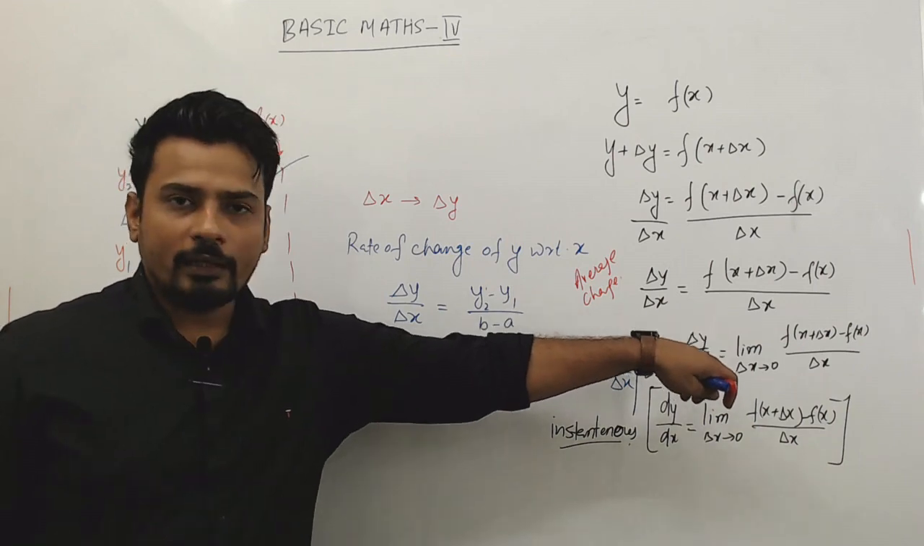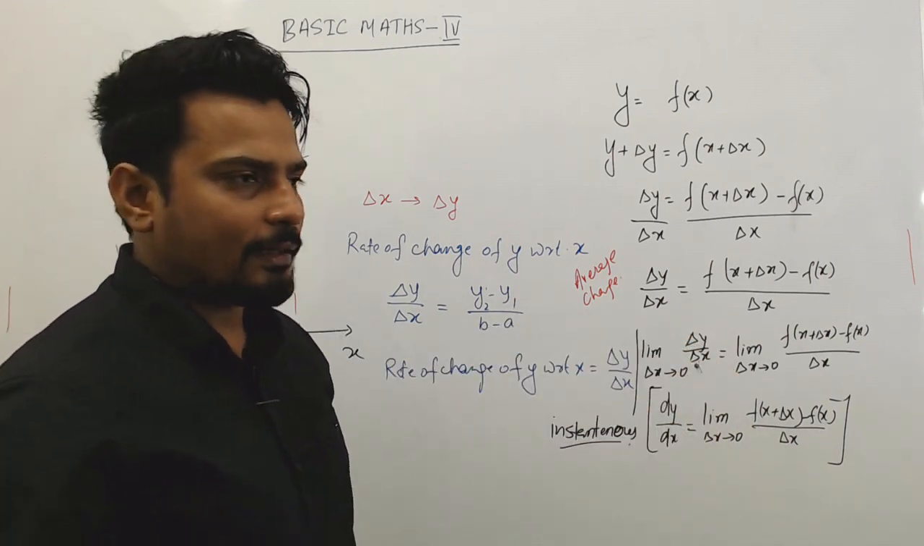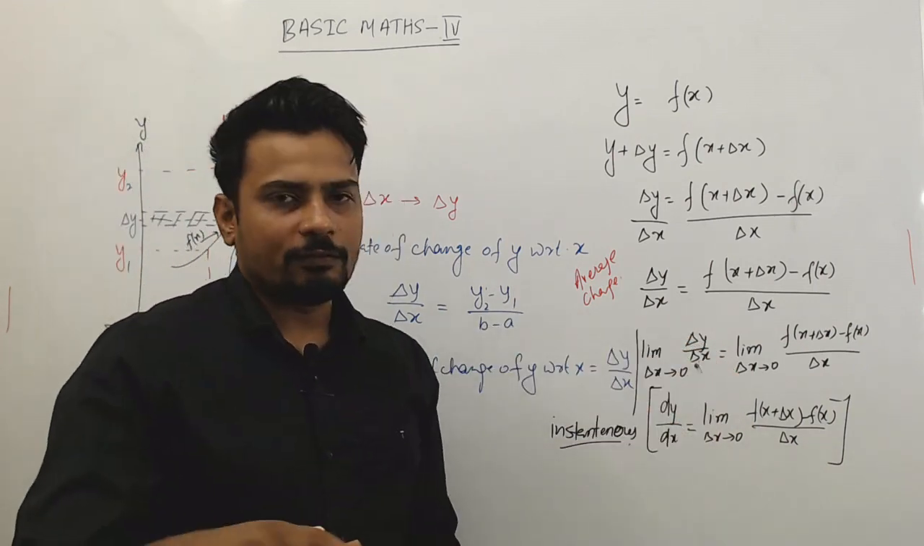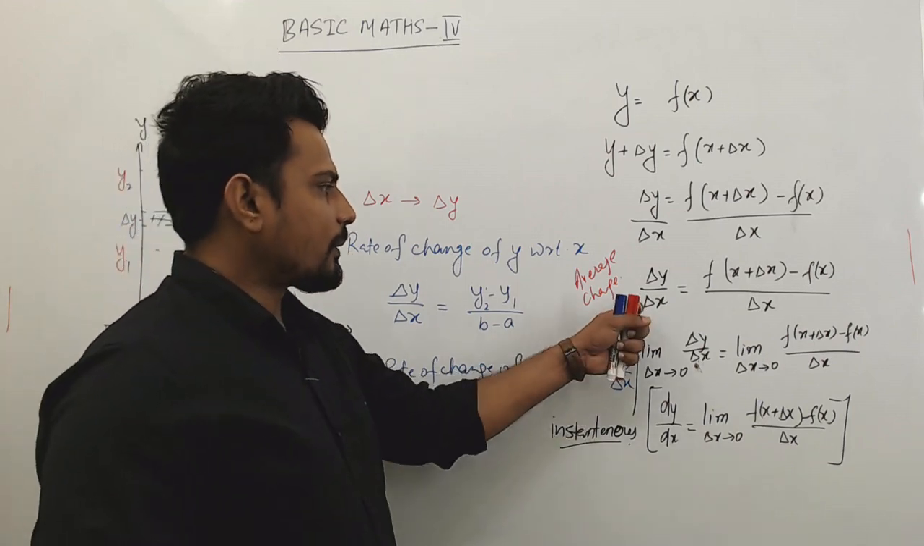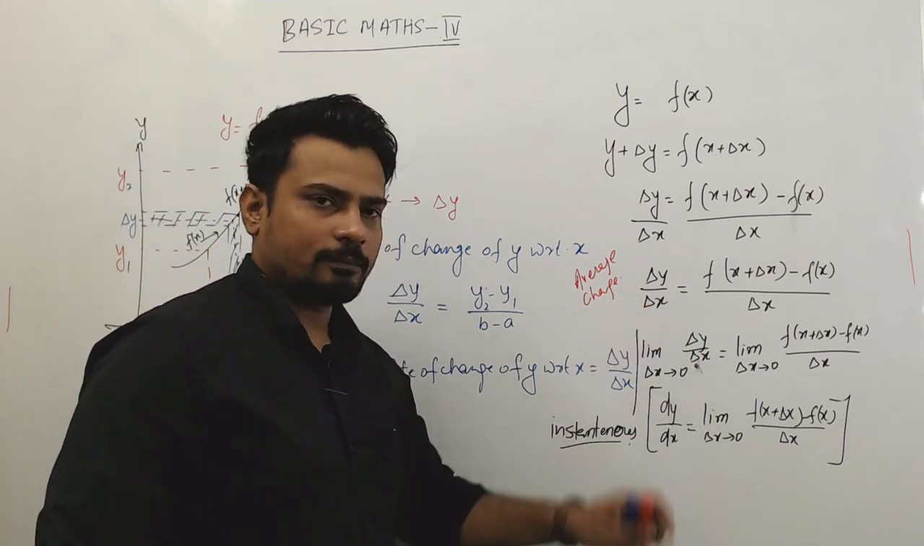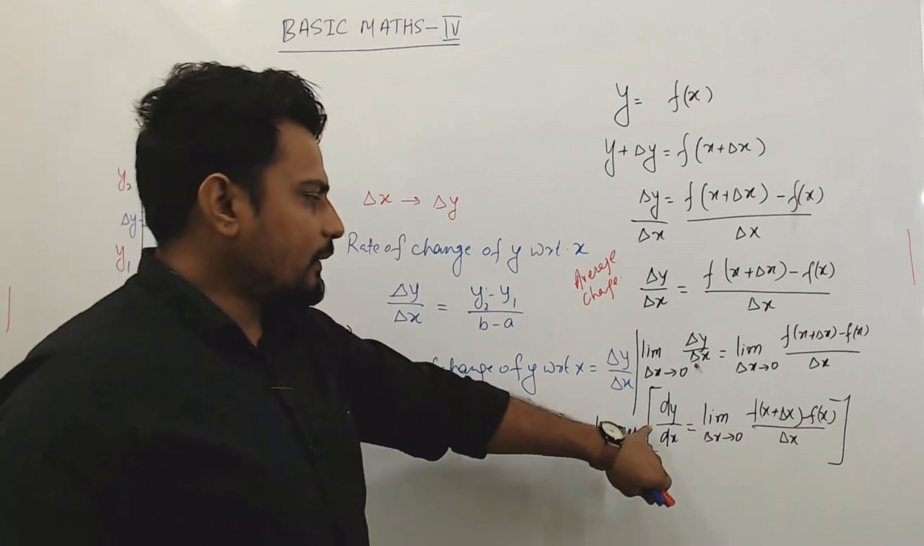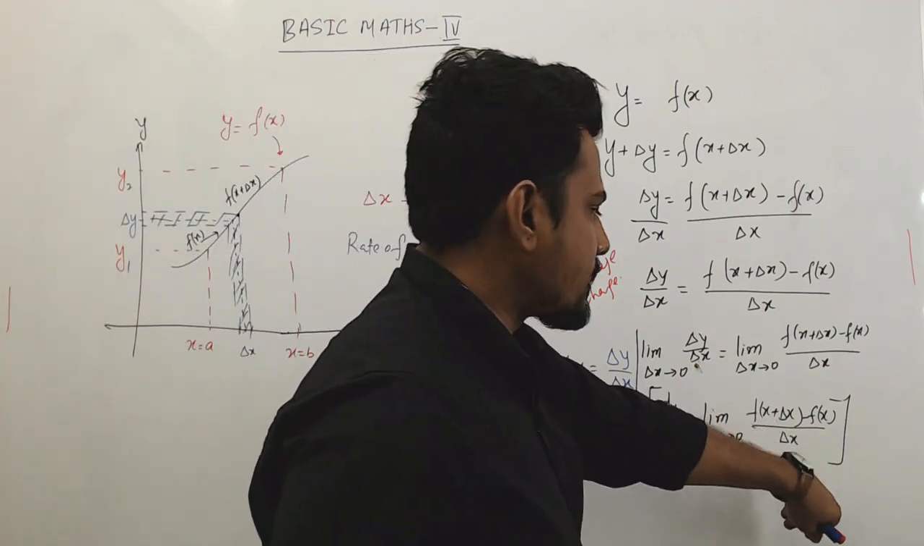So from here only I can get the concept of average velocity and instantaneous velocity going further in the next topic. So I'm going to be using these two. Keep that in mind. So if I want to find the differentiation, that is how we're going to find it.